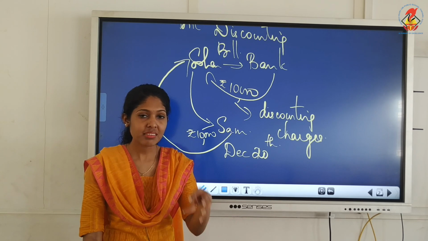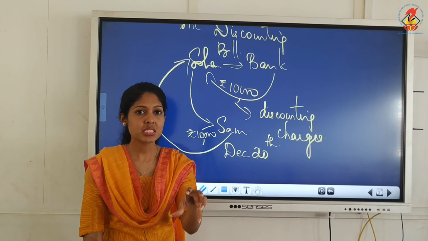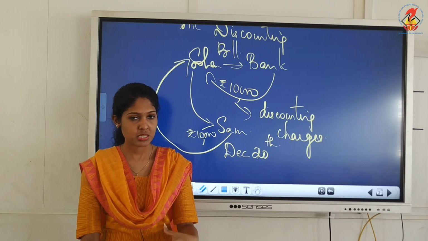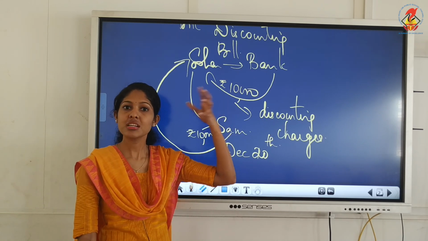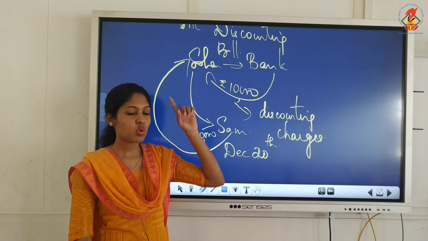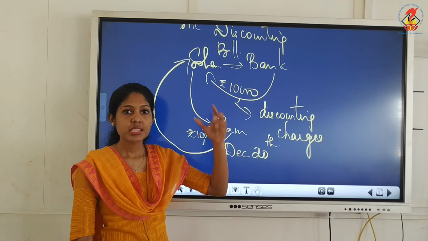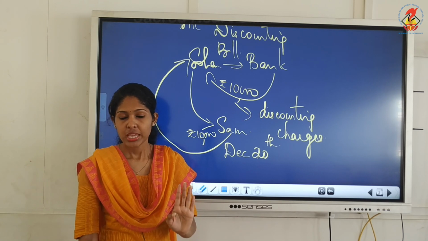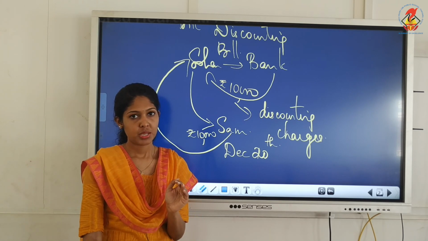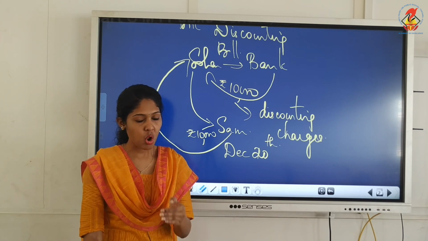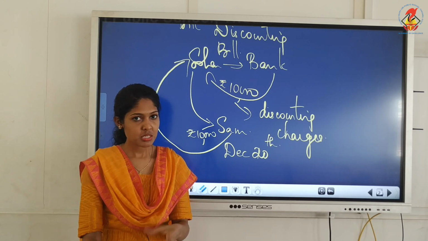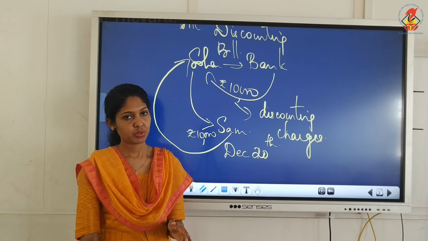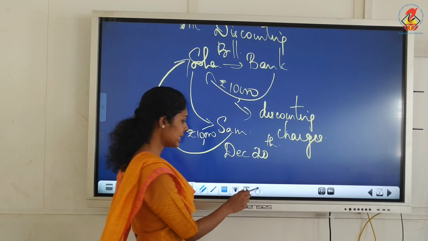Understood? Because in that bill, Sam is termed as the drawee or the debtor who should make the payment. So Sohan in turn is helping Sam actually. Sohan will give this 10,000 to Sam. Sam will make the payment directly to Sohan. The same amount he will give it back. So it is a mutual help. So the bill which is drawn and accepted for mutual help is known as an accommodation bill. Okay, so these are the two types of bill.